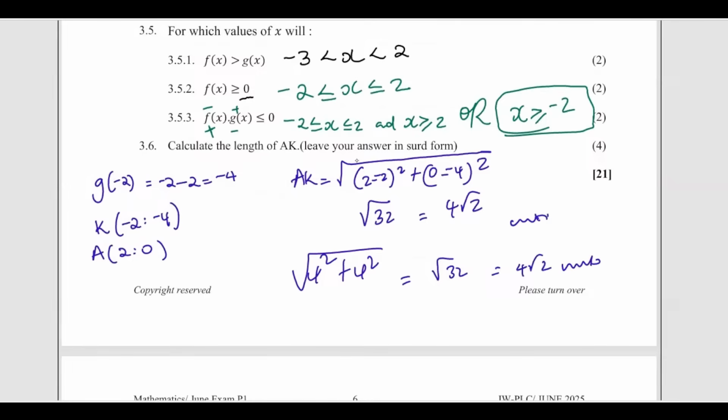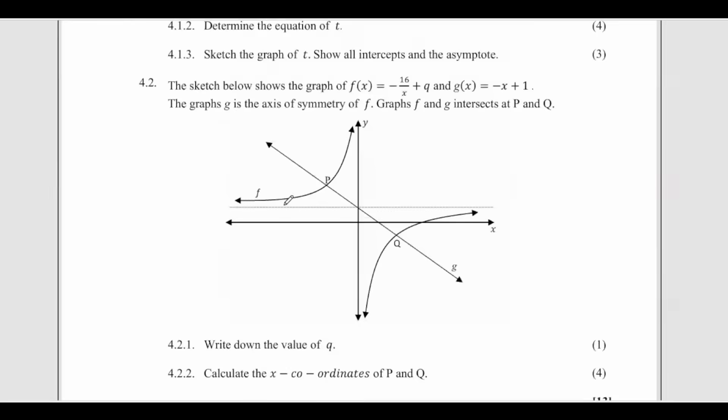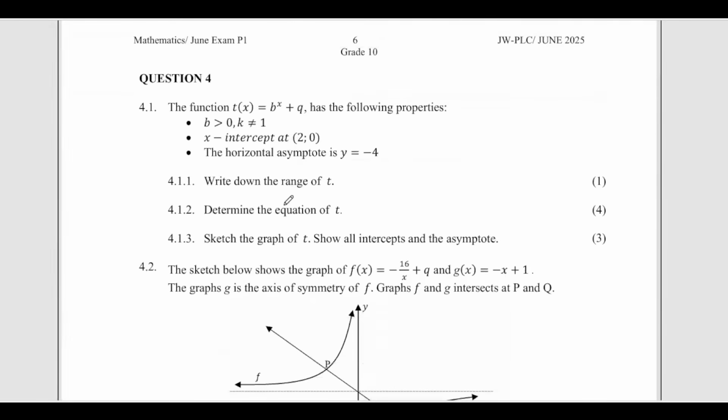All right, so that is the end of question number 3. Lastly, question number 4. Question number 4 is telling us that the function t of x is given as this. So we know that this is an exponential graph, okay? b is greater than 0, but k cannot be 1. Where is the k here? X-intercept at (2; 0). The horizontal asymptote is y = -4. Then they want us to write down the range.